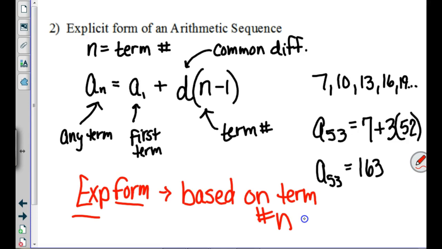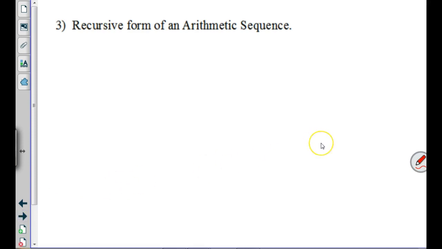All right, so this is about defining the notation, so we can go on and do all these. A recursive form is when you write the equation based only on the previous term.